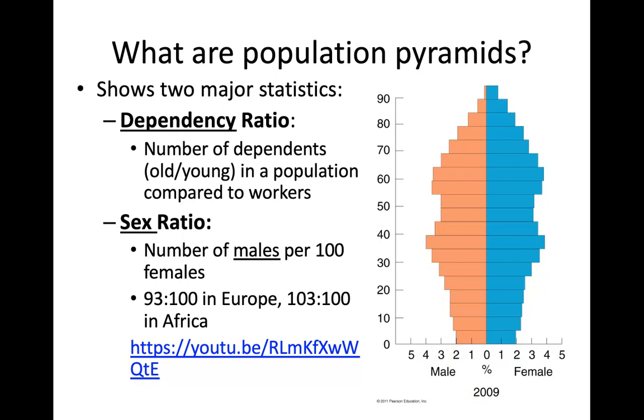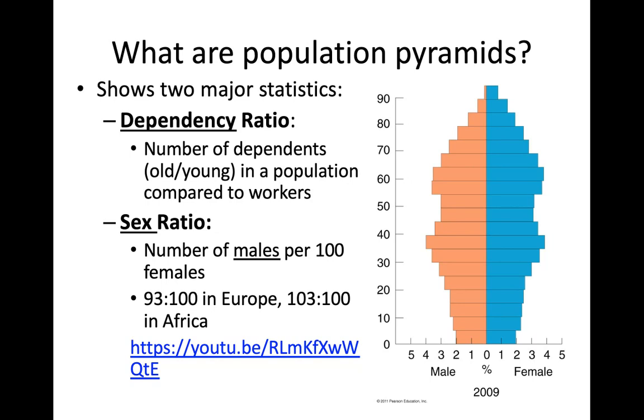Another statistic or graph that geographers look at is something called population pyramids. Population pyramids show 2 major statistics. They show dependency ratios and sex ratios. The dependency ratio shows the number of dependents, or old people and young people, in a population compared to people in the working age. The sex ratio, on the other hand, shows the number of males per 100 females.